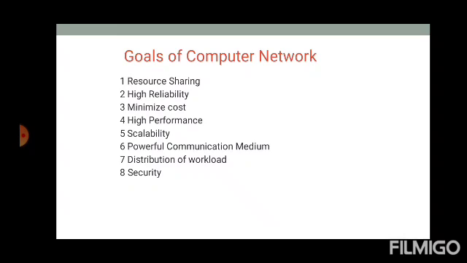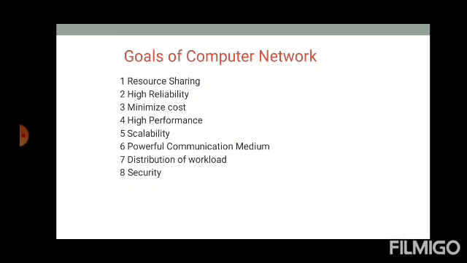Sixth is powerful communication medium. A computer network provides a powerful communication medium. A computer network can help people who live or work apart to work together. So, when one user prepares some documentation, then others can view the documentation online, enabling others to read and convey their opinions. For this reason, computer network is a powerful communication medium.